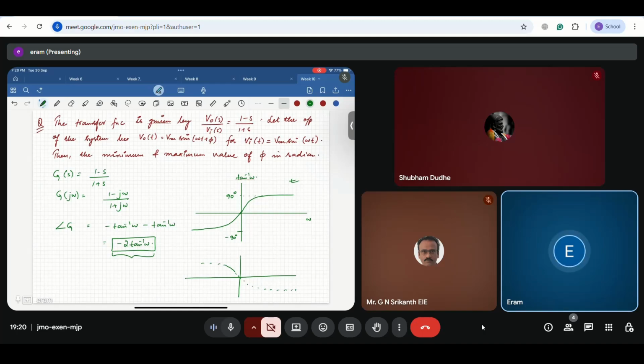Now you have scaled it by 2. So in place of 90 it will be 180 degree, and it will be minus 180 degree. Now omega is varied from, let's suppose, 0 to infinity, because in real systems omega is varied from 0 to infinity. Then what is the minimum phase we have?